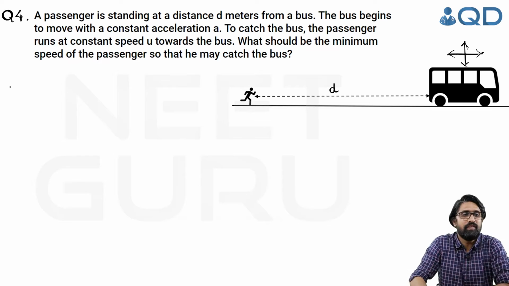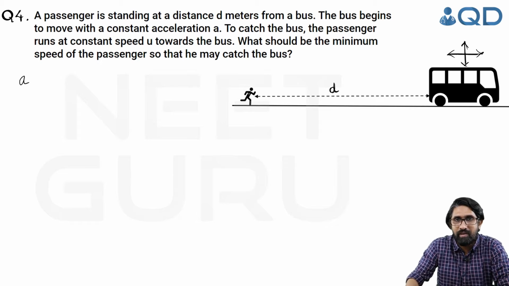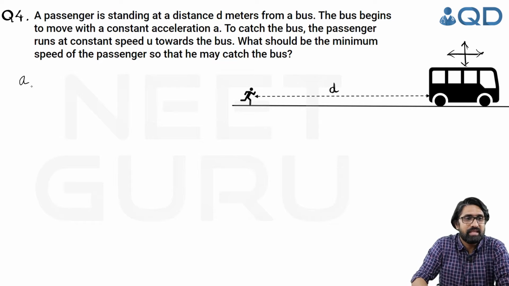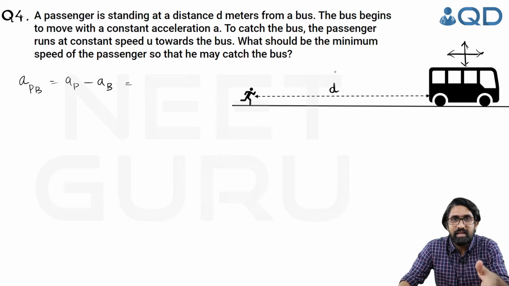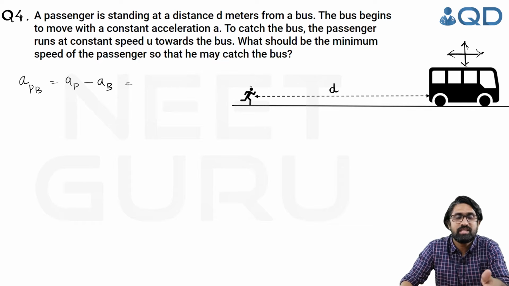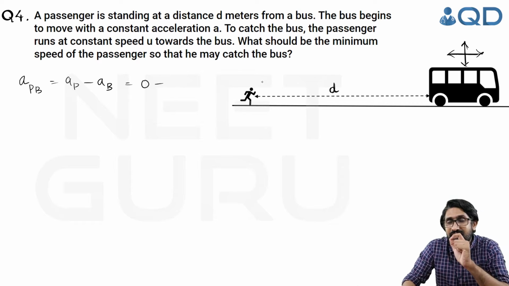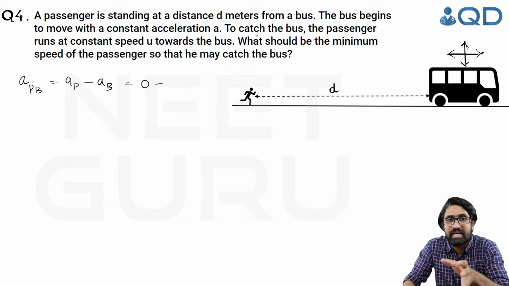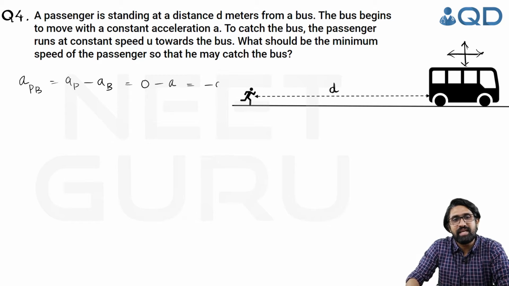Now, the first parameter that we look for is the relative acceleration of the passenger with respect to the bus, that is APB, that is AP minus AB. Now, AP, the acceleration of the passenger, is 0 because he is traveling with a constant speed u, that is 0, minus acceleration of the bus. The bus has a constant acceleration, that is towards right. It is given in the question. The bus is moving with an acceleration a. So AB is simply a. So finally you have minus a here.